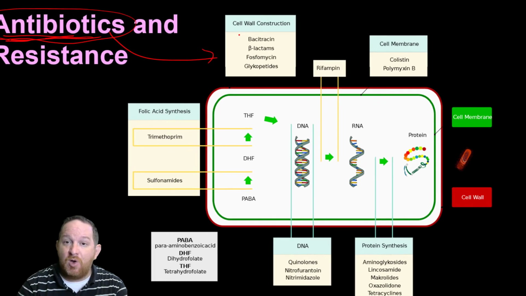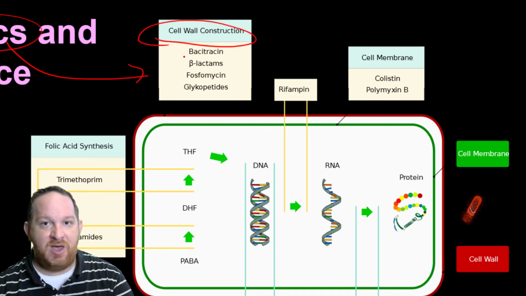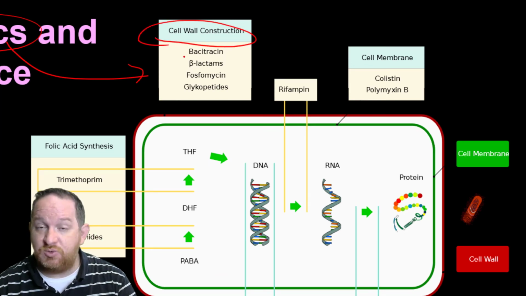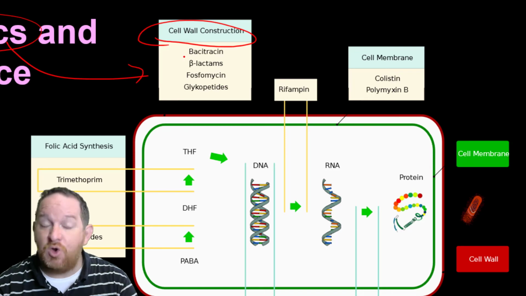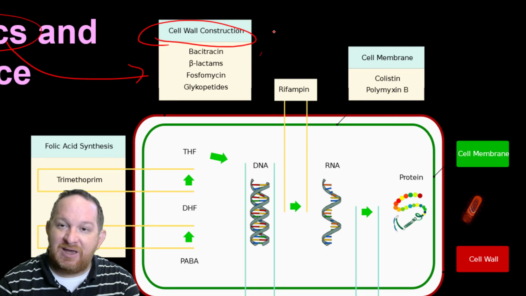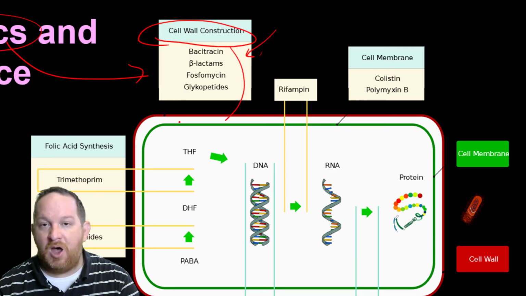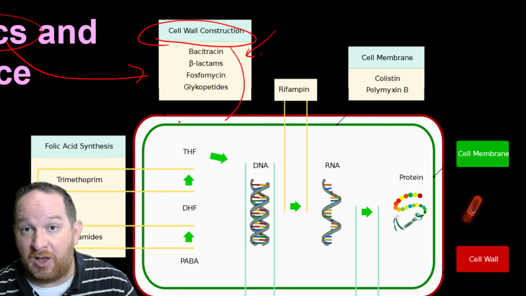If you think about it, one good way to kill bacteria is to kill their cell walls, because guess what? We eukaryotic cells, we animals, don't have cell walls. So if we take an antibiotic that kills the cell wall, it should just kill the bacteria and not our cells.